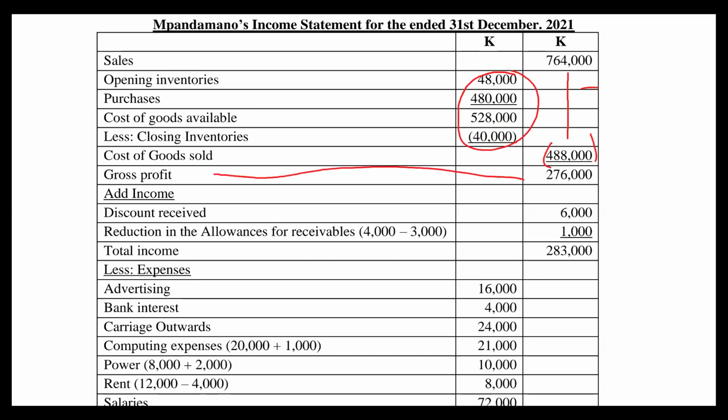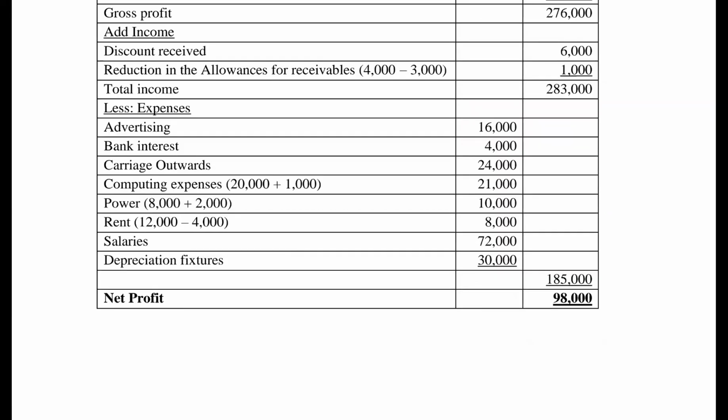Now, to the gross profit, you add the other incomes: discount received plus the reduction in the allowance for receivables that I told you, the 1,000. Here it is. It's an income. So that your total income can be what? 283,000. You're following, right? When you add the gross profit plus these other incomes, it will give you total income. When you do that, you can now less expenses, isn't it?